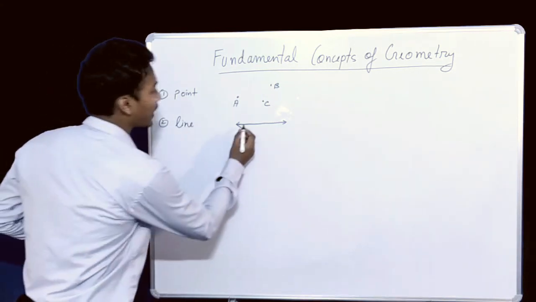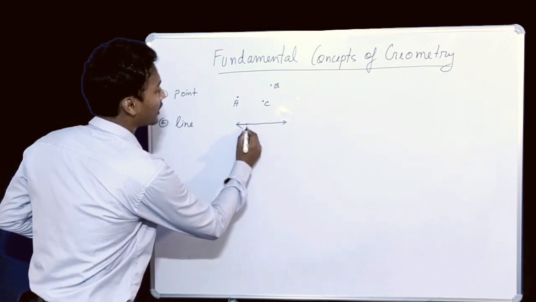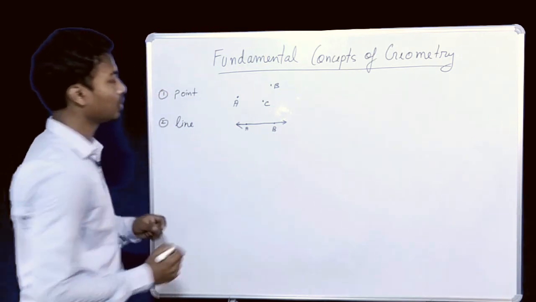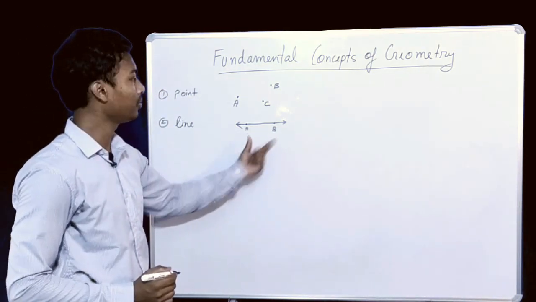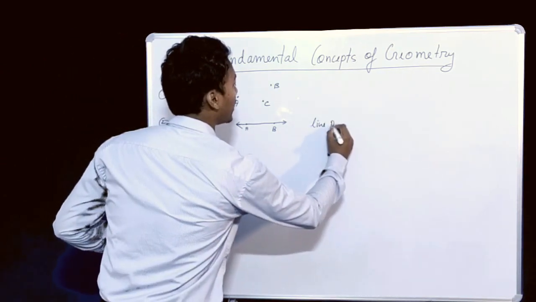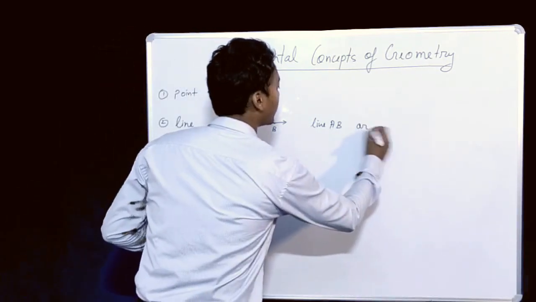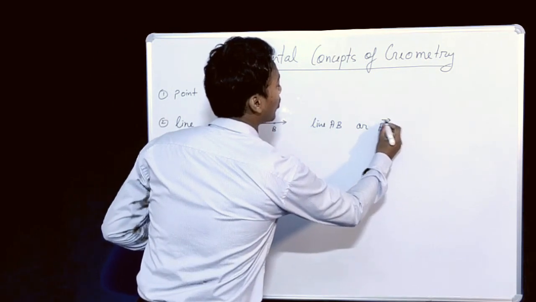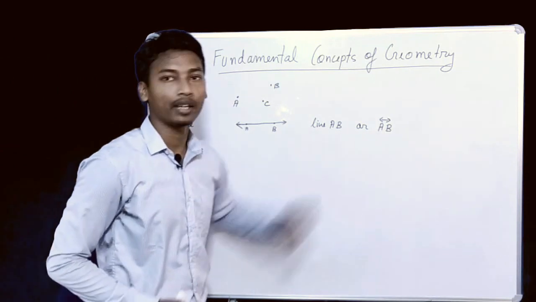So we can highlight any of the points in this collection of points. Let's say point A and point B. In order to name this line, we can use the points A, B. So we can call it line AB, or symbolically we can represent it as AB with a small line on top, which means we are talking about line AB.